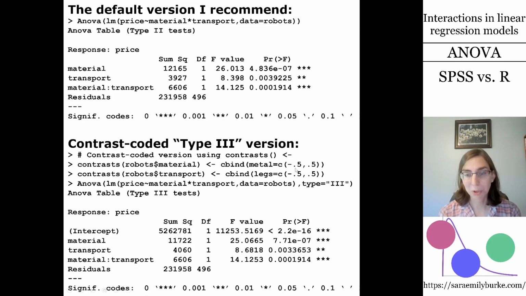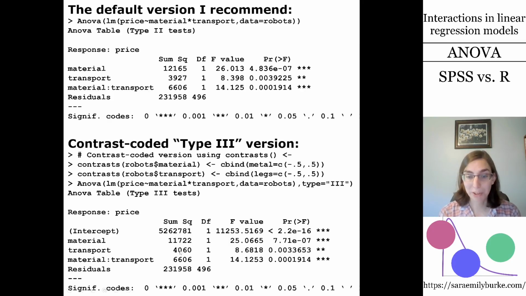In R, I also showed you the contrast-coded type 3 version, which set up contrasts by encoding each value of material and transport as negative 0.5 or 0.5, so that 0 would fall precisely between the values of material and transport. Then I called the capital A Anova function from the car package with this full regression model, and type specified to 3, and I get this ANOVA table output, where the interaction hypothesis test is precisely equivalent to the version up here, because they're coming from the same regression model that has the interaction in it.